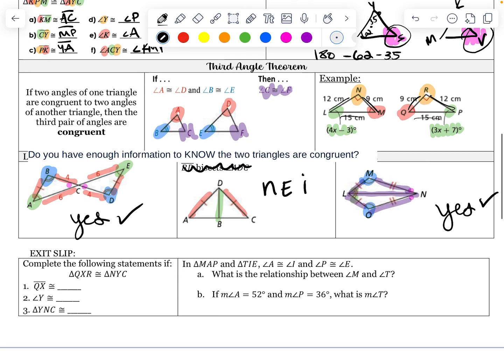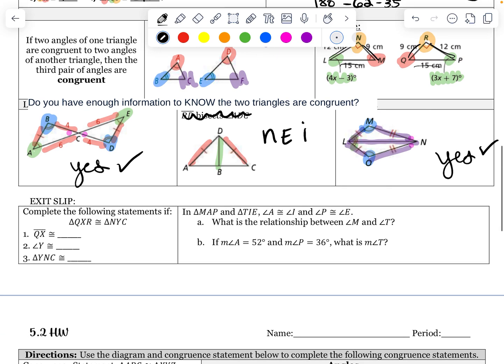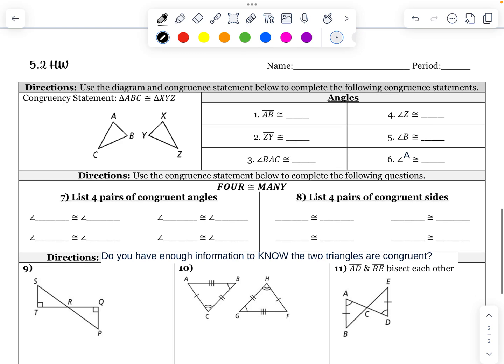Marvelous, my dears. We have an exit slip in class. I want to see how much you can do without me, how much you understand, and then we have the homework. Hope that helps.